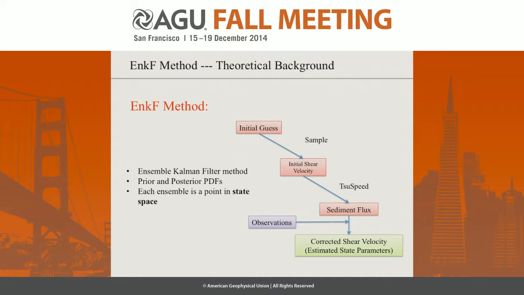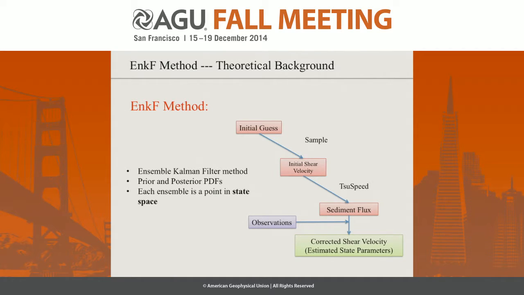The flow chart on the right shows how the EnKF method and the TsuSpeedv1 model work. First, we will have an initial guess. The initial guess includes the mean of the initial guess, the range of the initial guess, and the distribution type of the initial guess. We use different sampling methods to sample the initial guess to get initial shear velocity. When we get the initial shear velocity, we will use the TsuSpeedv1 model to calculate the sediment flux. We compare this sediment flux with the observations.